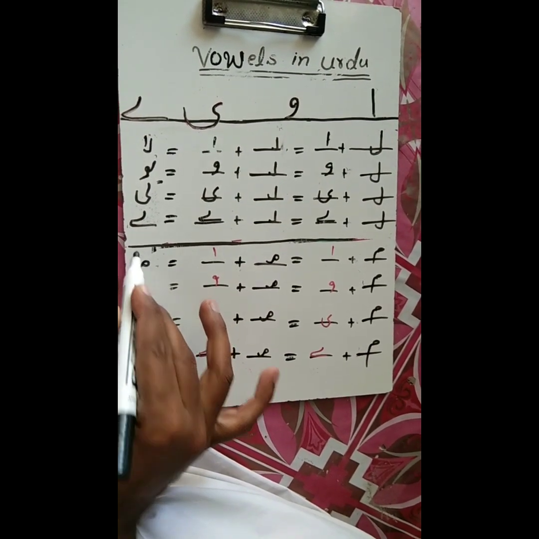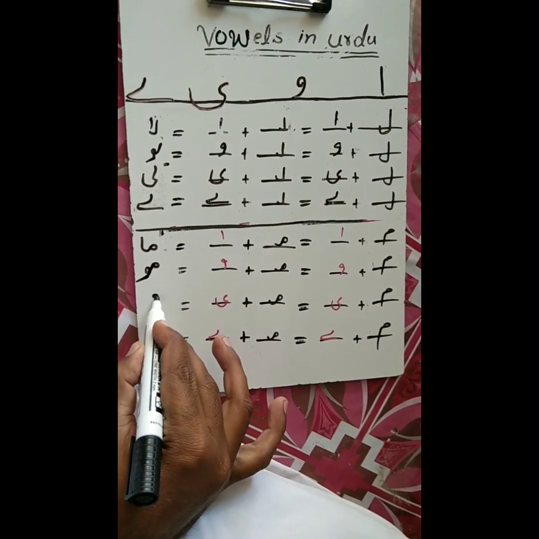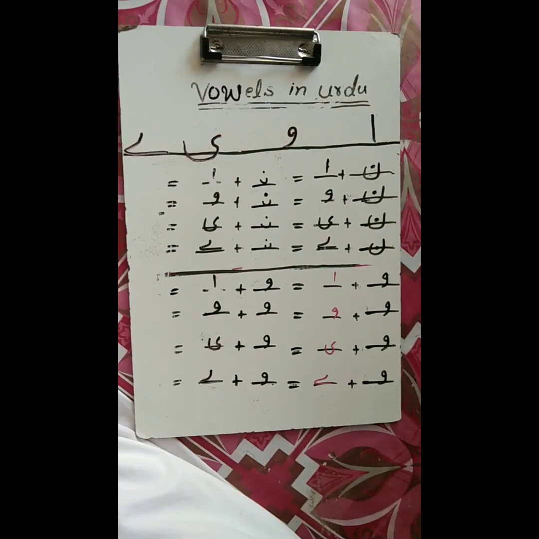And when combined with alif, mim alif, ma. With wa, mim wa, mo. With choti a, mim choti a, mi. With badi a, mim badi a, me.